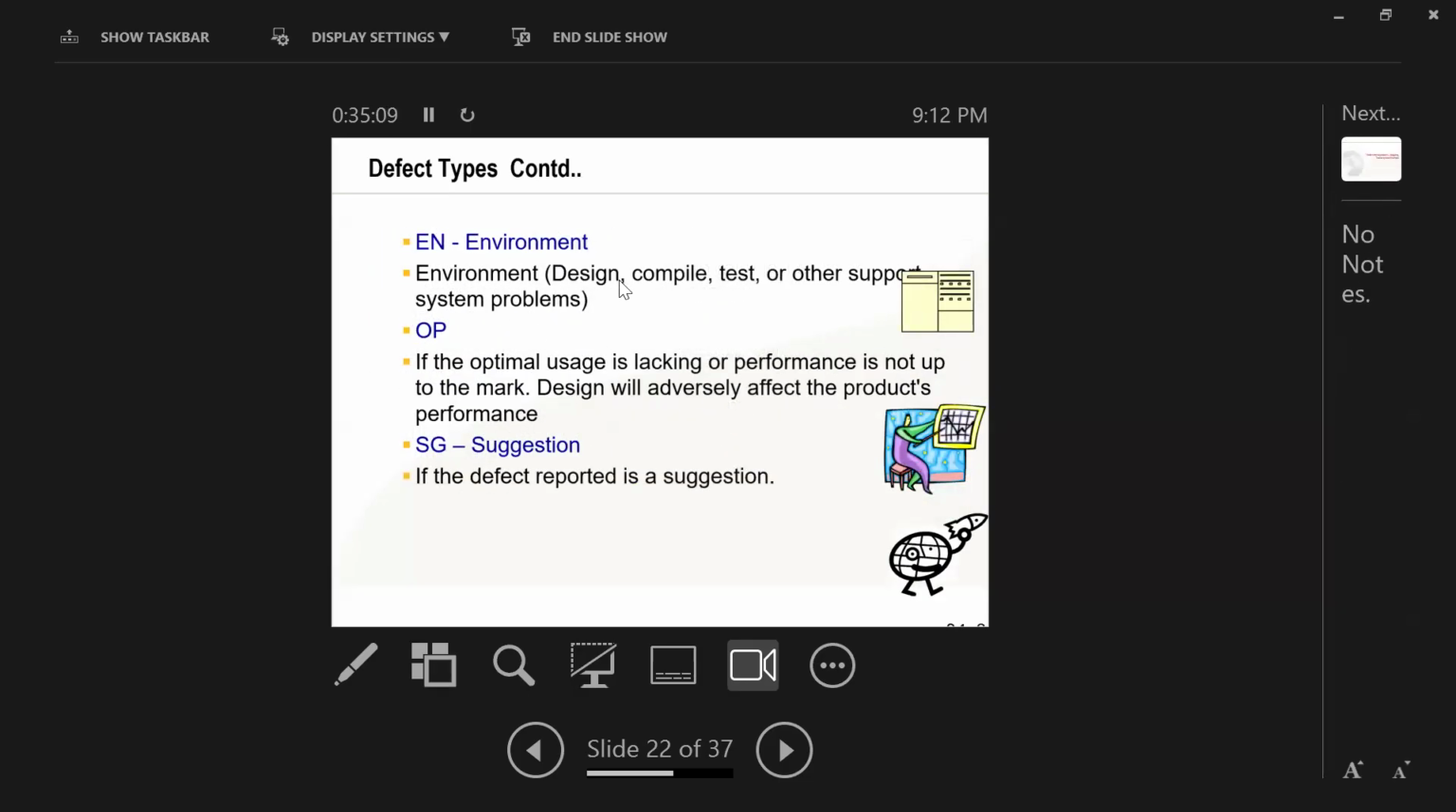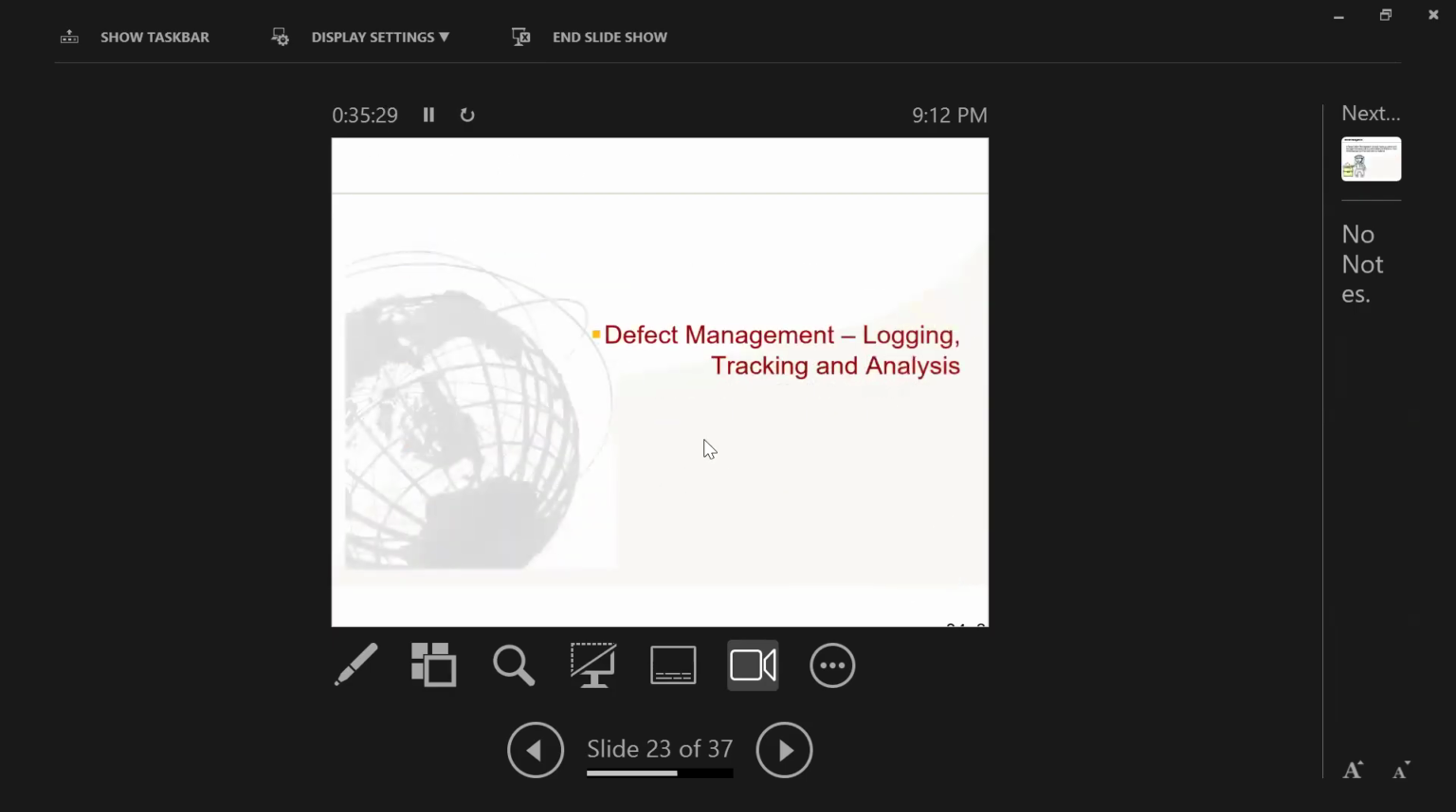Environment defects, and then optimal usage. If the optimal usage is lacking or performance is not up to the mark, the design will adversely affect the product's performance. Suggestion: the defect reported as a suggestion. And logging, tracking, and analysis.